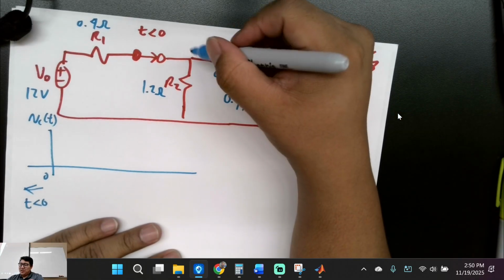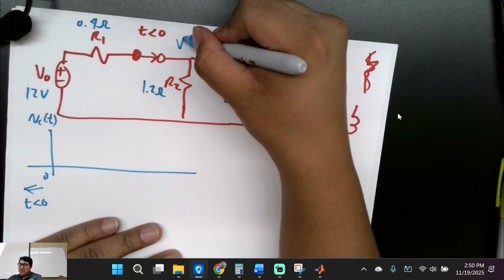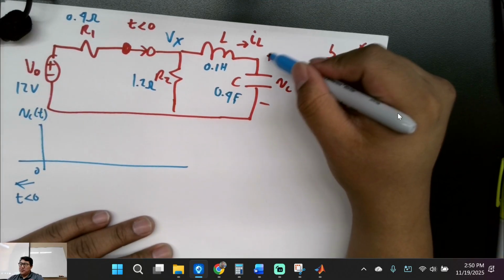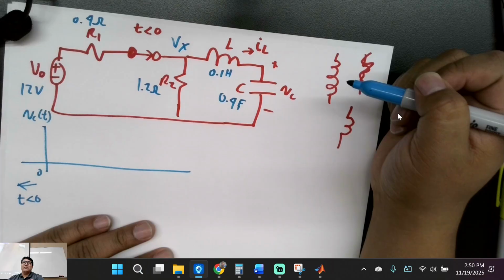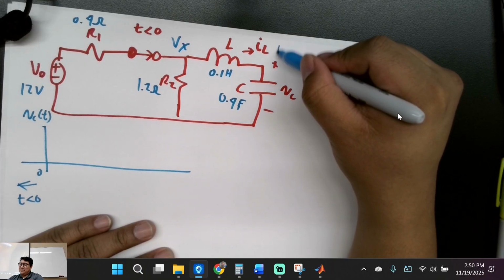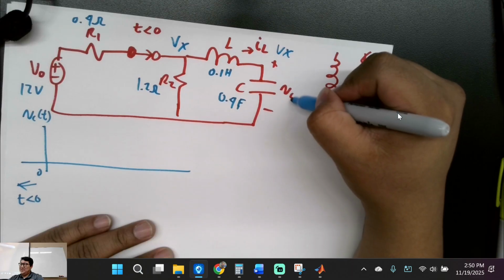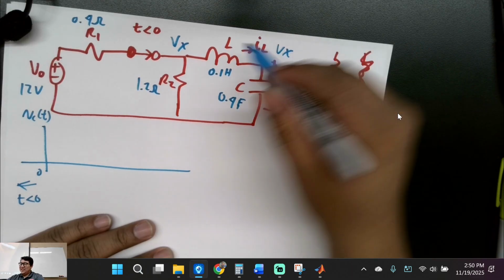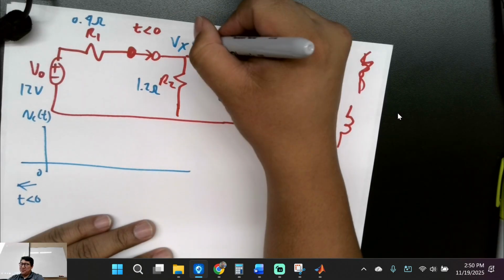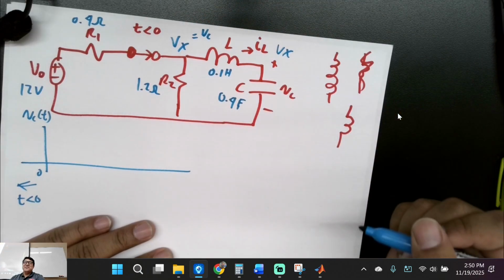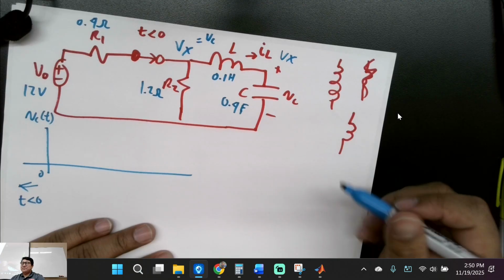So if I call this one Vx, what's the voltage over here? Vx, right? But what's Vx? Vc. So technically, this right here would also be equal to Vc. Is that making sense?